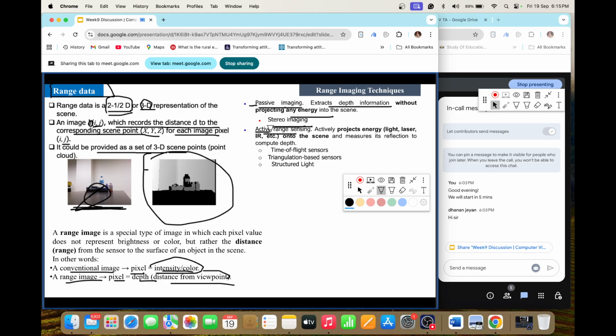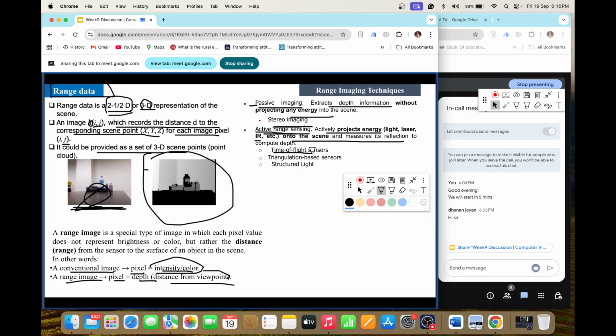Another one is known as active range imaging. What is active range imaging? It actively projects energy, light, laser, or infrared (IR means infrared) onto the scene, measures the reflection, and computes its depth. That means in active range imaging, the camera or whatever source we have projects energy onto the scene. Earlier, in passive imaging, we were not projecting any energy; we were only using whatever light we have. But in active range sensing we project energy of our own.